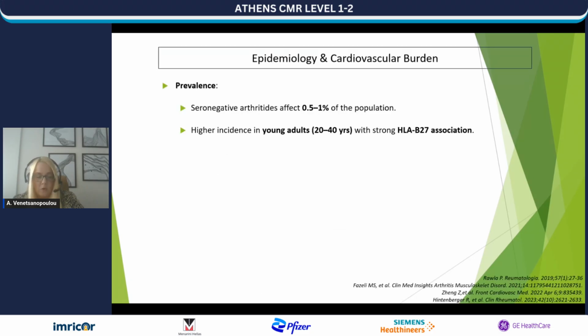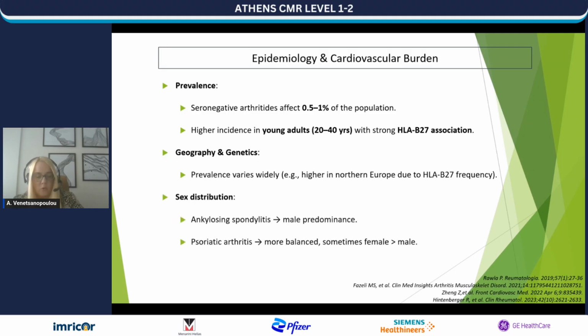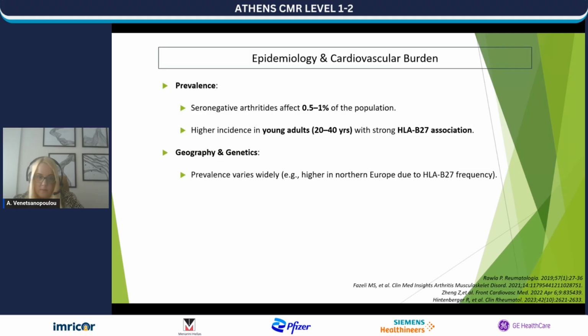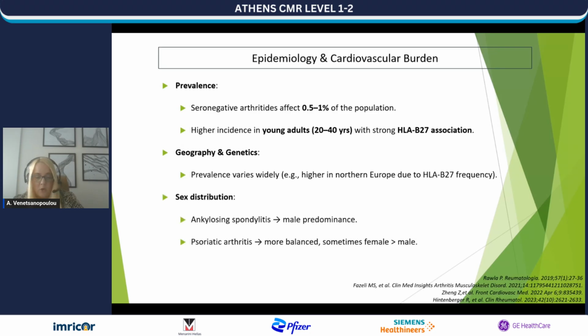The prevalence of seronegative arthritis is about 0.5 to 1% of the general population, and there is a strong association with HLA-B27, particularly in Northern Europe. Ankylosing spondylitis shows a male predominance, while psoriatic arthritis is more balanced, sometimes even female predominant.